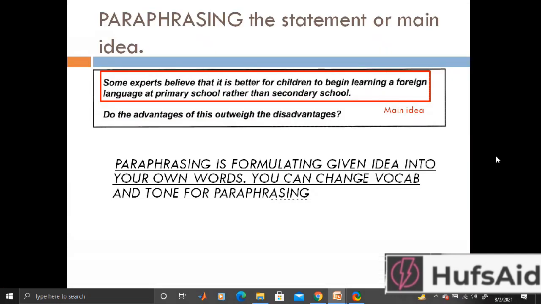So let's just first paraphrase the main idea. In this question, the main idea is some experts believe that it is better for children to begin learning a foreign language at primary school rather than secondary school.